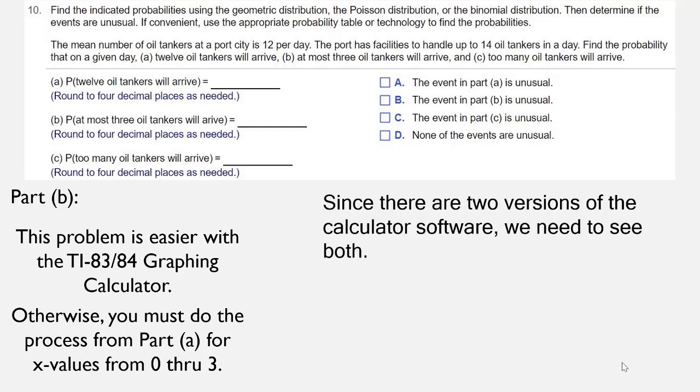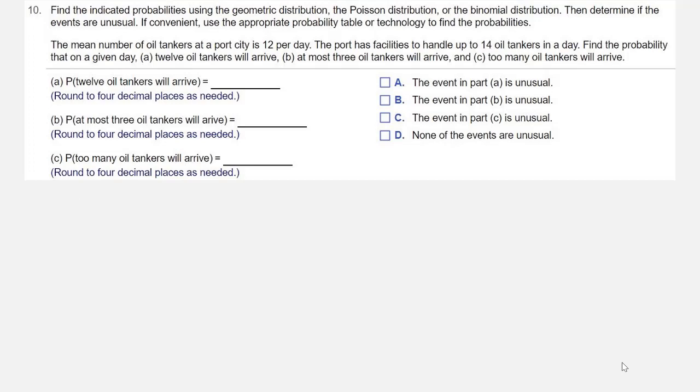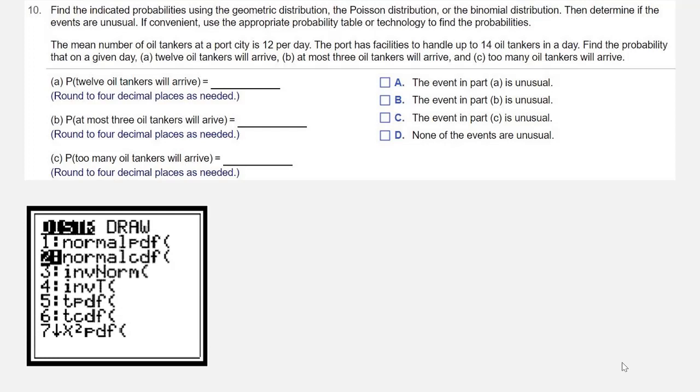There are 2 different calculator versions out there. They've gone through some upgrades in their software. So depending on what version of the calculator you have, the screens look a little bit different. We're going to go through what both would look like. They both start out the same way, though. You're going to start by pressing the second function button, and then you'll press the vars button. Once you do that, you're going to be taken to the distributions screen. The second function of the vars button is the distribution screen.